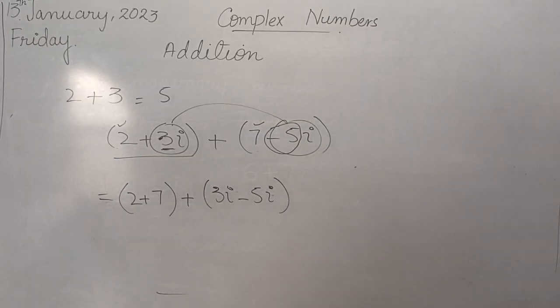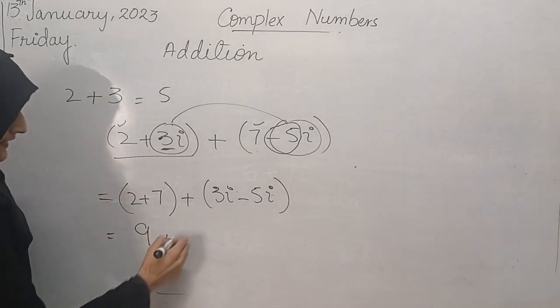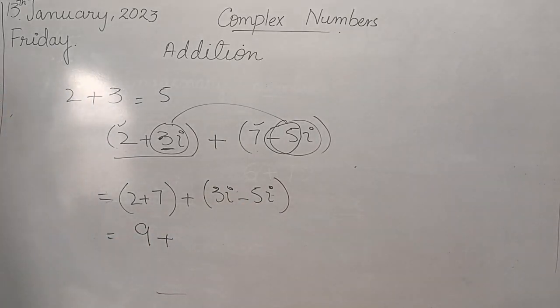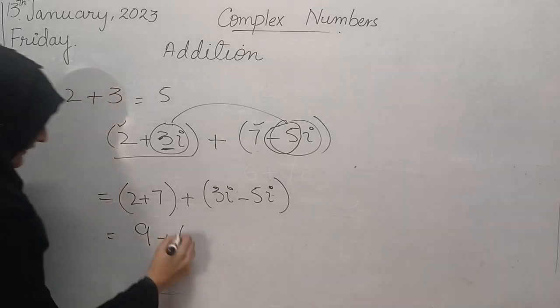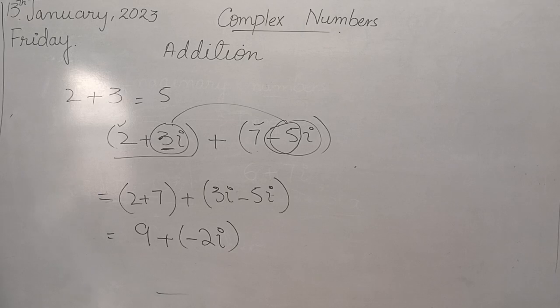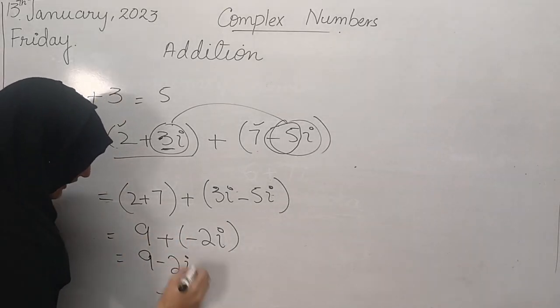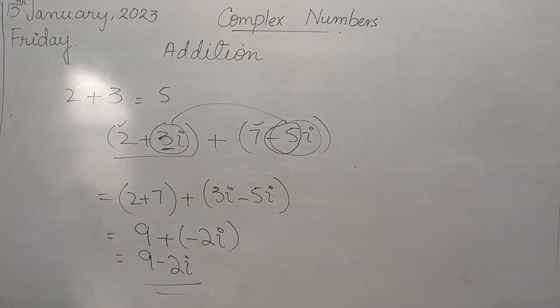So, now we can easily add: 2 plus 7 is 9, plus 3 minus 5 iota is minus 2 iota. Very good. Now again we have two different, opposite signs. So what will we do? We'll simply multiply these two signs. Plus times minus is minus. So after addition we will get 9 minus 2 iota.